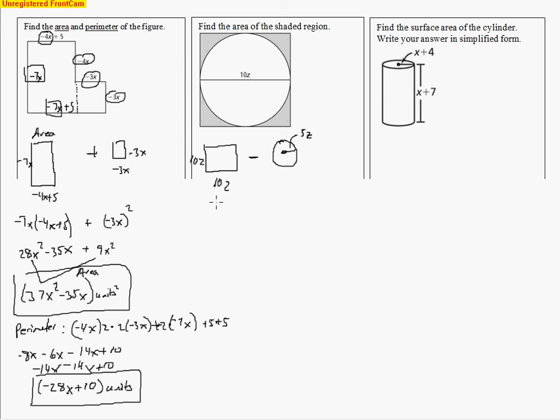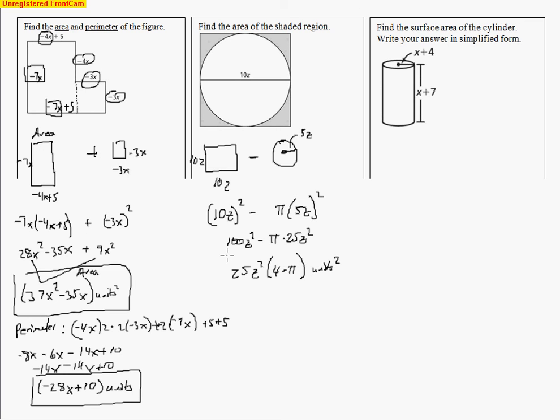So I'm going to do base times height here. So (10z) squared minus pi times (5z) squared. And so I do some more work. This makes 100z squared minus pi times 25z squared. So I'll go ahead and just factor out the 25z squared, and that leaves me with 4 minus pi. And this would be units squared.